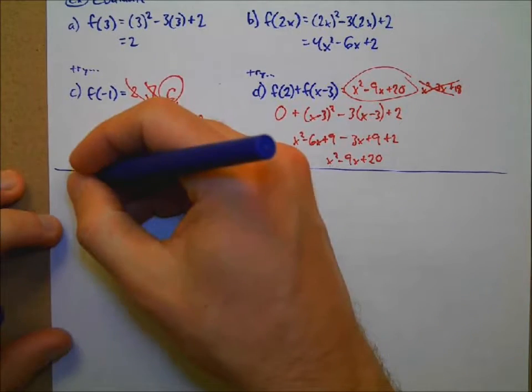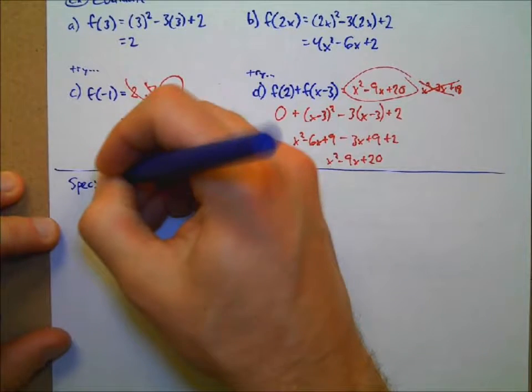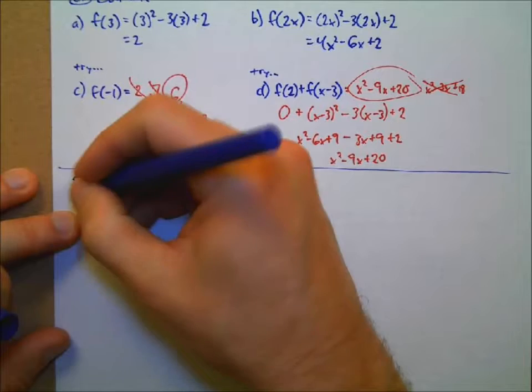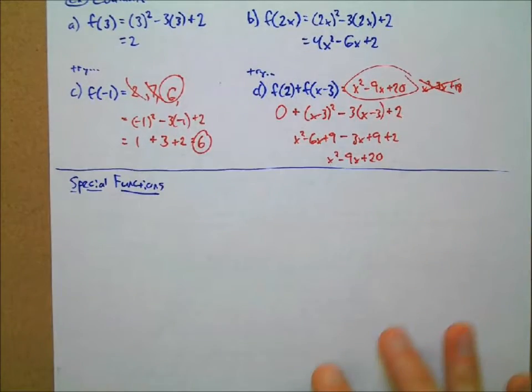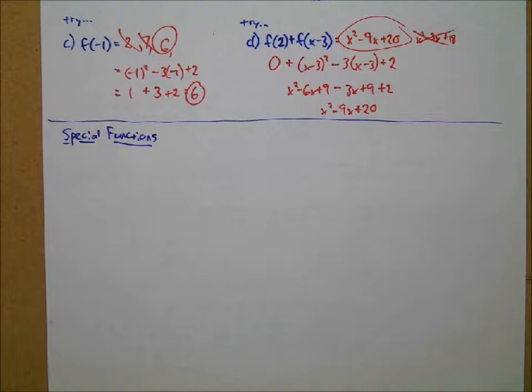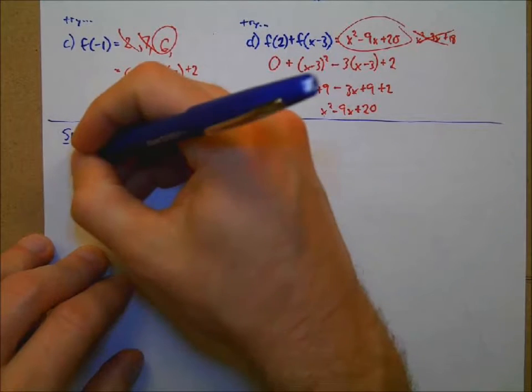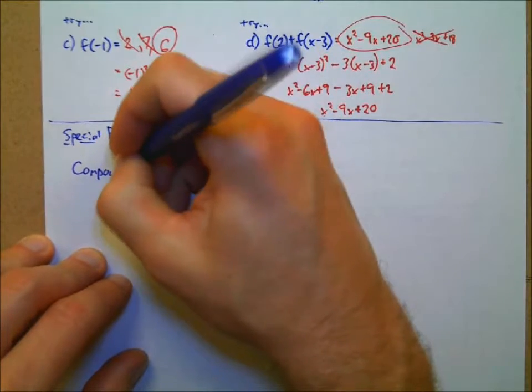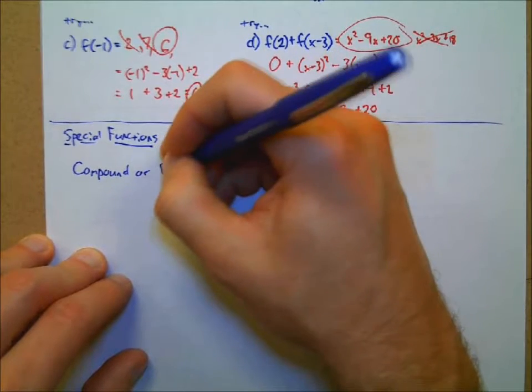Let's move on to some special kinds of functions. I'm not really grouping them together for any particular reason other than they're just different functions than what you're used to seeing. So one of those different kinds of functions is sometimes called compound, but typically called piecewise functions.